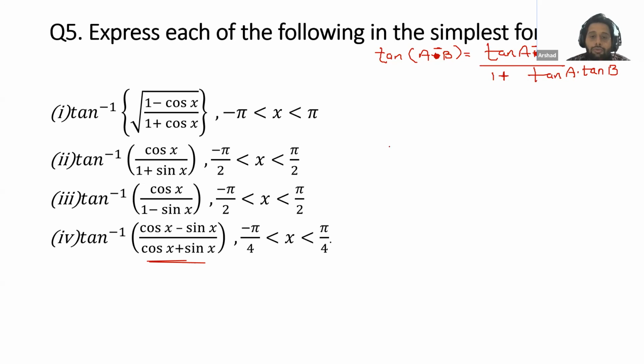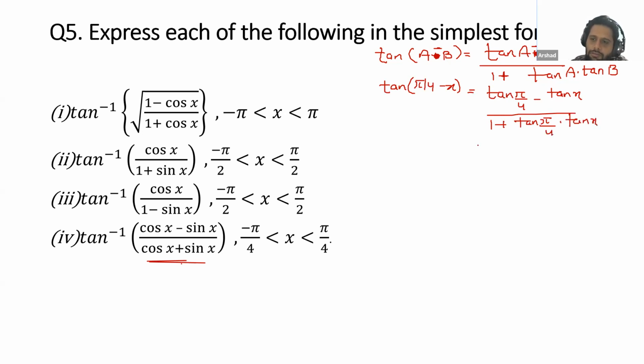Okay, now in place of this part, we need tan. So please check here: tan of (pi by 4 minus x). As per the same above formula, what we will get is tan pi by 4 minus tan x by 1 plus tan pi by 4 into tan x. So this is equal to 1 minus tan x by 1 plus tan x. Okay, I hope everyone understood this. That tan pi by 4 value is 1. That's why we will get this expression.